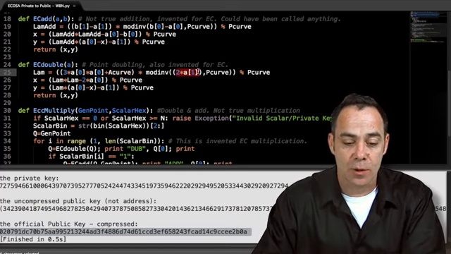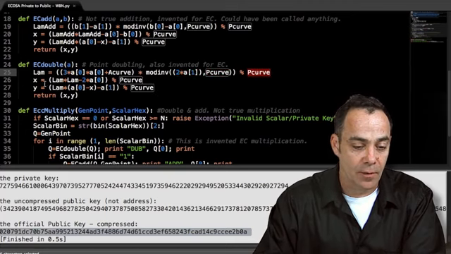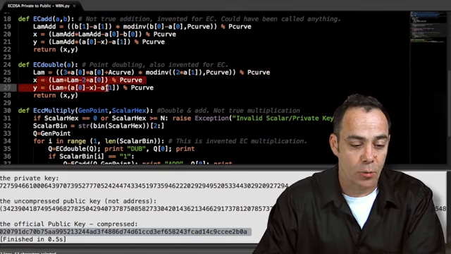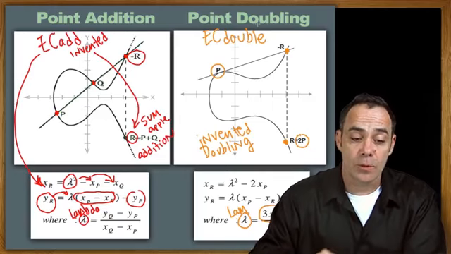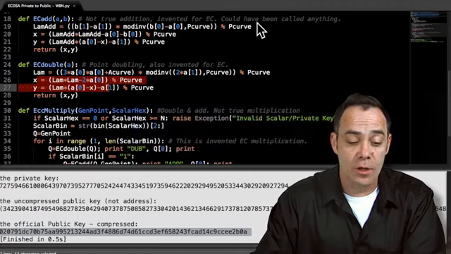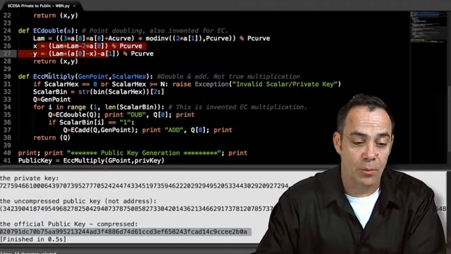And this is times 2a modded by the p curve, and then the whole thing modded by the p curve, and then you get your x and you get your y according to those very same formulas. So now that you have addition and doubling, which we talked about in the previous video, you can do the real stuff. You can do multiplication.